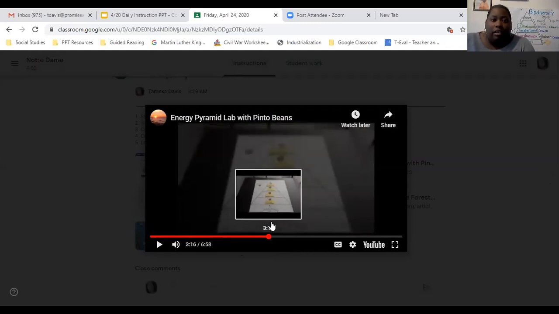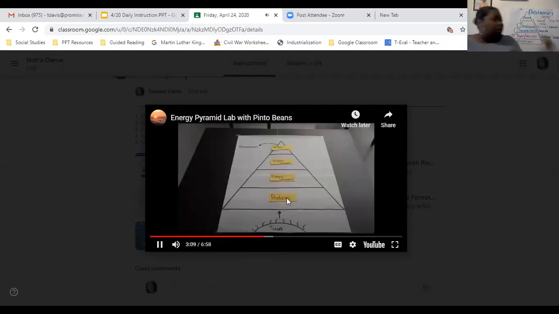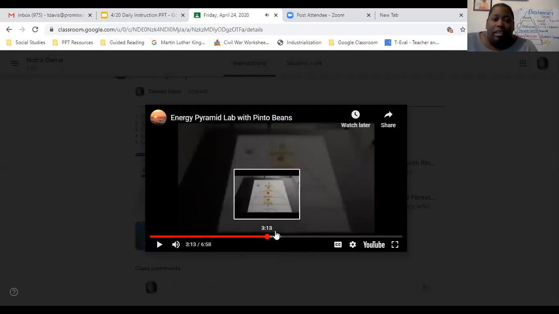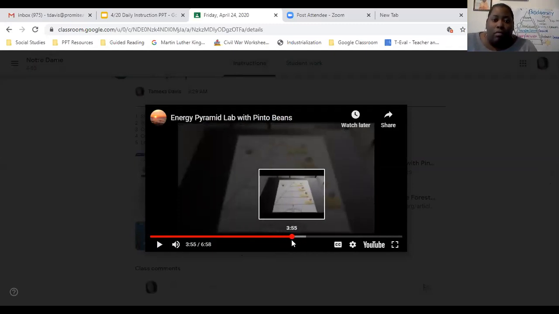Like here is just talking about the different trophic levels, and we've already discussed that back here. But I wanted to show how energy is transferred in a trophic or energy pyramid. So I'm going to stop right here.